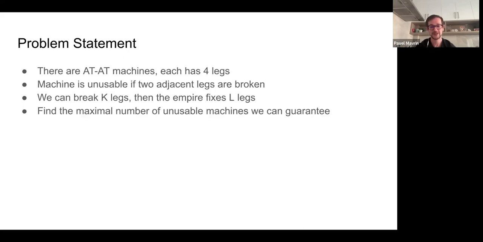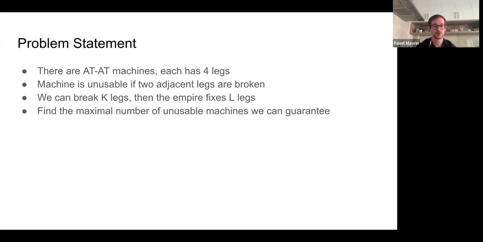You have some AT-AT machines, and each machine has 4 legs. These 4 legs are in the corners of a square. Each leg can be stable or broken. And we will say that a machine is unusable if it has two adjacent legs broken.